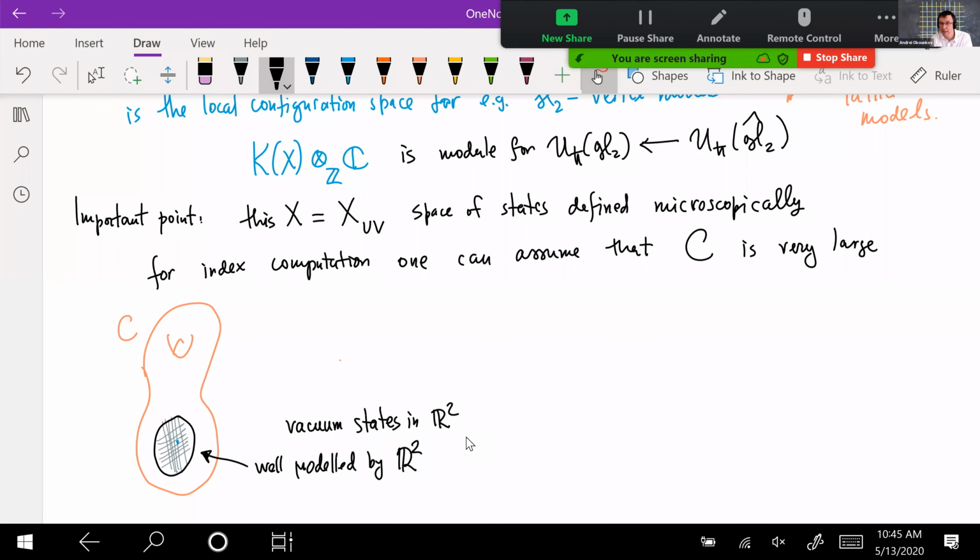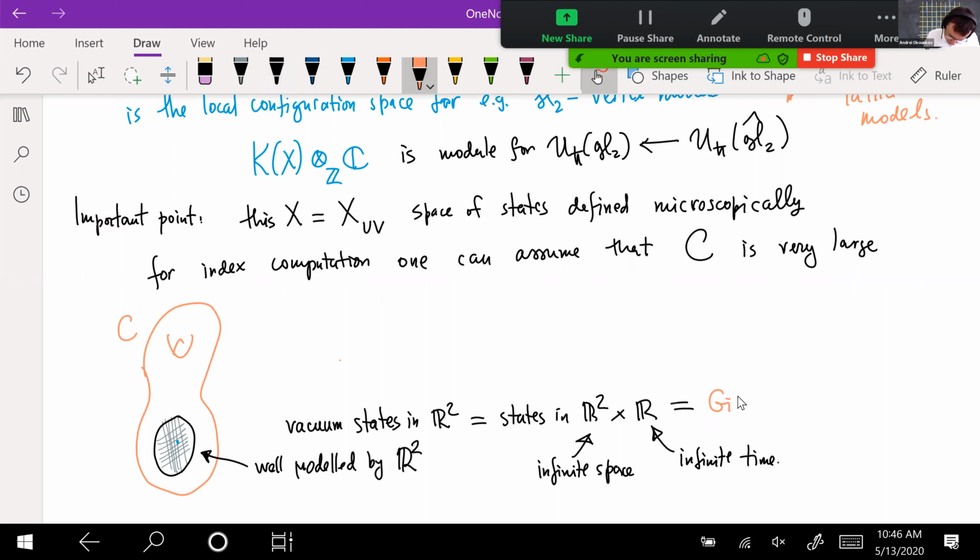These are the states that can exist in infinite space, and since the vacuum, also in infinite time. And the states that can exist in infinite space and infinite time, those are the states in R2 cross R. This is infinite space. Time, and these are the same as Gibbs states. So this is the definition of what it means to, and there's not so many of them.